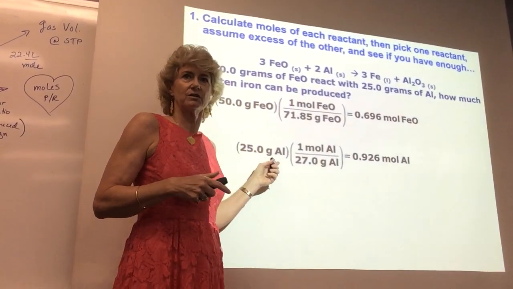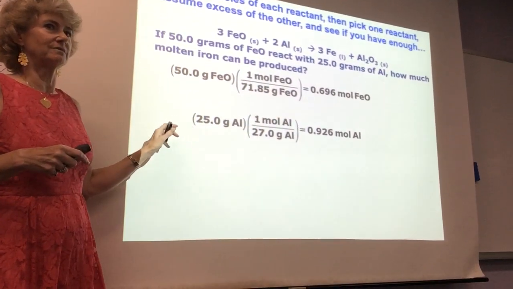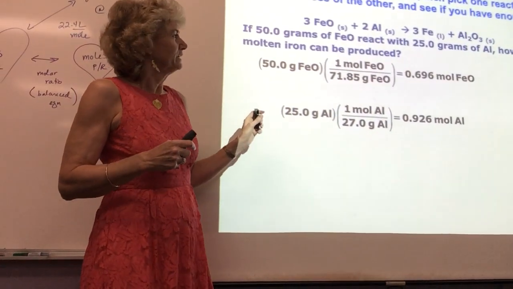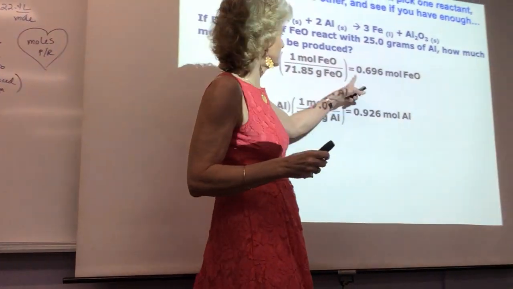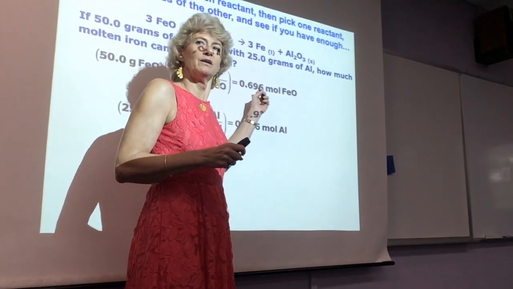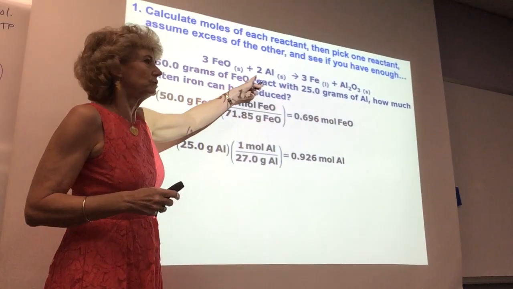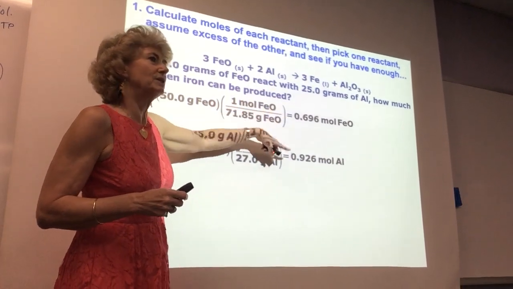which one you do first. But notice how I laid everything out properly with units and labels. It really helps you. Now, if this were a 1-to-1 stoich problem, you could go 0.696 and 0.926, lower number. This is LR, right? But it's not 1-to-1. It's 3-to-2. So you've got to compare one to the other.